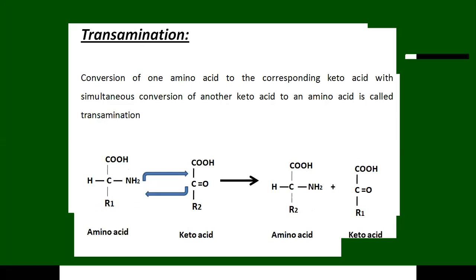Transamination. Last class I discussed with you that in this case, the amino acid will give its amino group to a keto acid and become a keto acid, and the keto acid will take the amino group and become an amino acid. The conversion of one amino acid to the corresponding keto acid, with simultaneous conversion of another keto acid to an amino acid, is called transamination. So amino acid will become keto acid and keto acid will become amino acid.